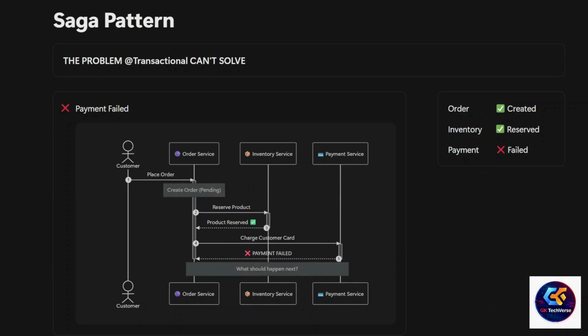And companies like Amazon, Netflix, and Uber do not solve it with transactional. They solve it with a pattern called Saga. And once you understand this pattern, you will never think about distributed transaction the same way again.